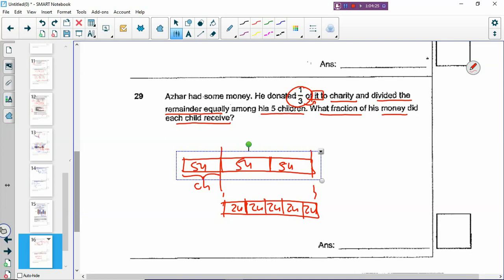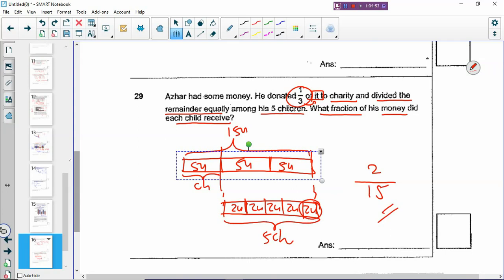So what fraction of the money, which is how many units altogether, which is 15 units, did one child receive? So one child, which is over here, alright, these are the 5 children. Am I correct? 5 children. So every child gets 2 units. So the fraction is 2 out of 15. So each child receives 2 over 15 of the money. So it can be easy, right? It can be very easy if you draw the model. Otherwise, you find that it can be very hard.